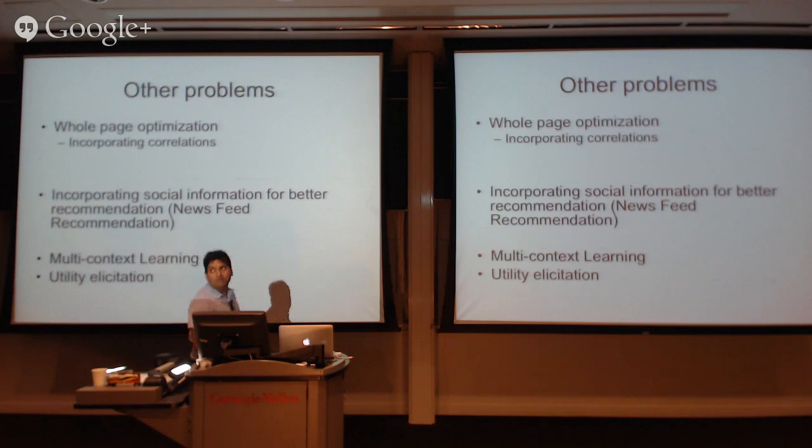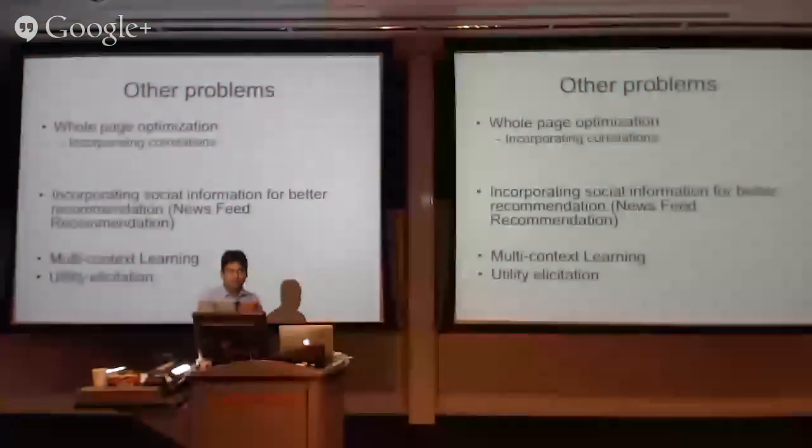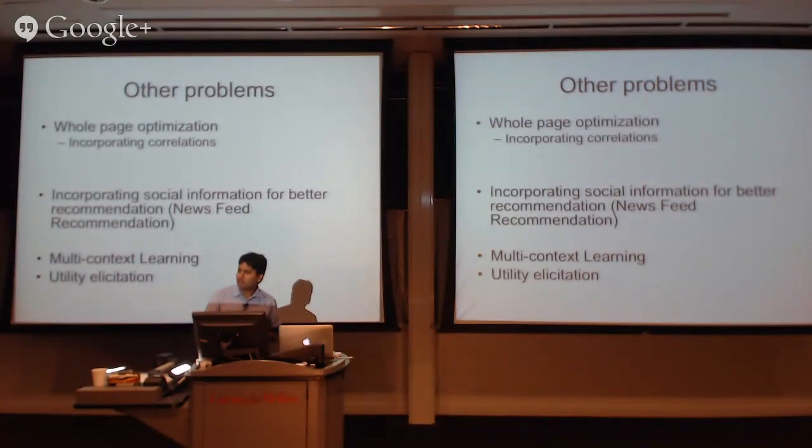Okay, so other problems, whole page optimization, incorporating social information for better recommendation. I'm particularly interested in this because now we're working on newsfeed recommendation, where social is a very important component. Right? If you shared an article, then my affinity to that article does not only depend on the content of the article, it also depends on how much I trust your recommendation. So there's an interesting phenomenon there, if you will.